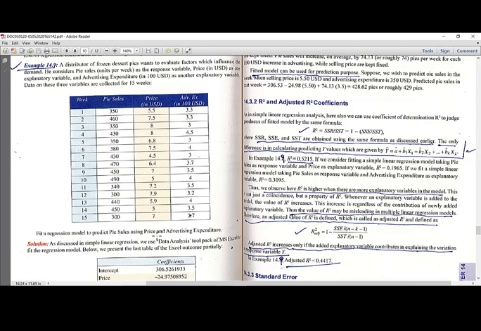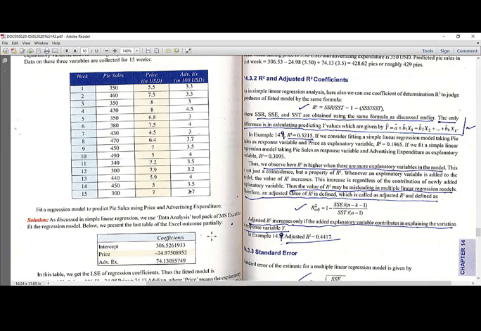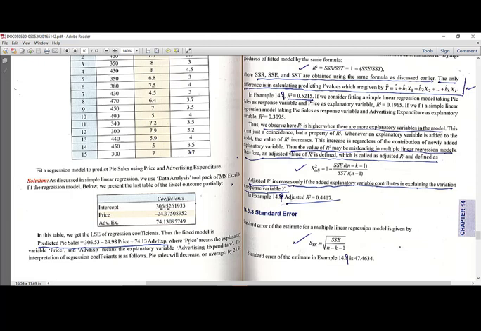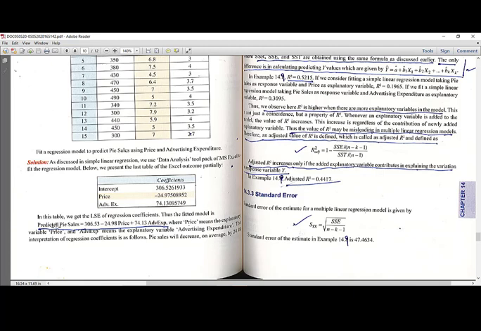Now, carrying on the procedure using the Excel sheet and the data analysis toolpack of MS Excel, the coefficients are calculated like this. Intercept is 306.5261933, the coefficient for price is -24.97, and the advertising expenditure coefficient is 74.13095749.